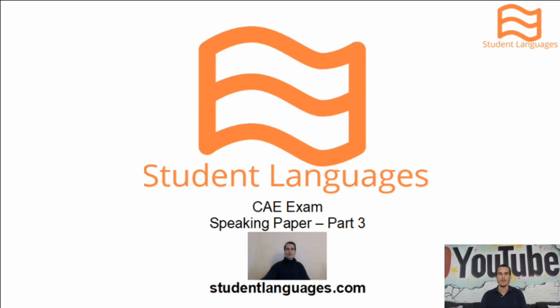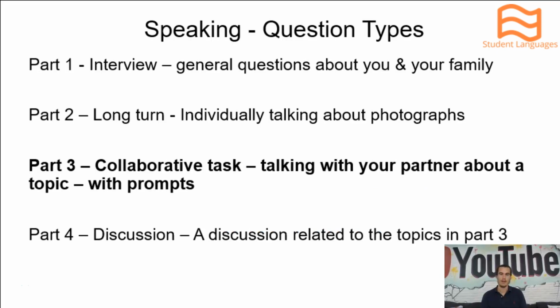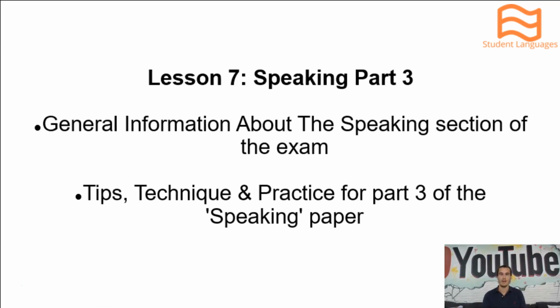In this lesson we're going to be focusing on the CAE Speaking Paper Part 3. So let's get started. Part 3 is a collaborative task with you and one other candidate, where you are given a task, an idea, and a few connecting points to talk about. In this lesson we're going to be focusing on the best tips, technique, strategy and practice for Part 3 of the Cambridge Advanced English Speaking Paper.